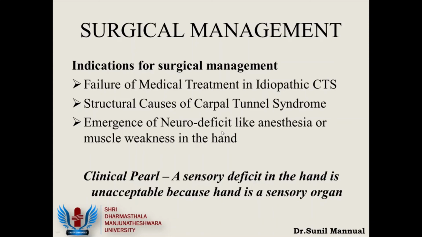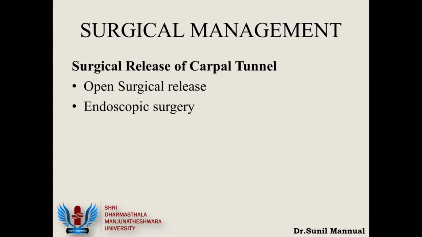Moving on to slide number 21, what is the surgical management that we do? The surgical management essentially is releasing the carpal tunnel. So what do we mean by releasing the carpal tunnel? Surgical release of the carpal tunnel would be to de-roof or release the fibrous structure that is there in the roof of the carpal tunnel. So how can we do this? We can do this either by an open surgical release, or these days we can even do it with the use of endoscopic surgical release.